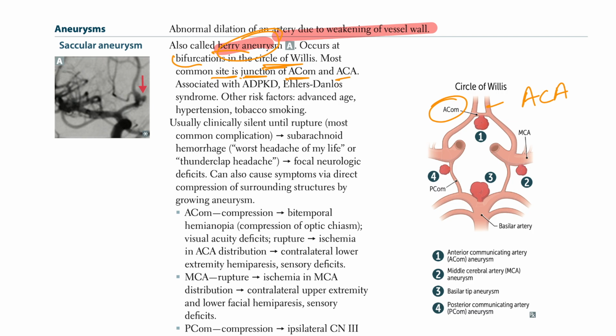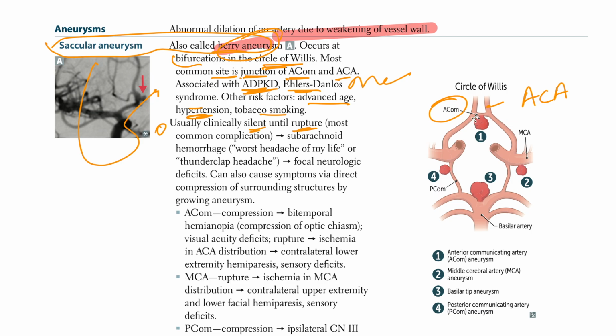Okay, it is associated with what we talked about just at the hemorrhages. They are all these saccular aneurysms, which are also known as Berry aneurysms. They're all associated with ADPKD, which is autosomal dominant polycystic kidney disease, and connective tissue disorders, which are Ehlers-Danlos syndrome and Marfan syndrome, right? Other risk factors are increase in age, hypertension, and tobacco smoking. They're usually clinically silent unless they rupture.